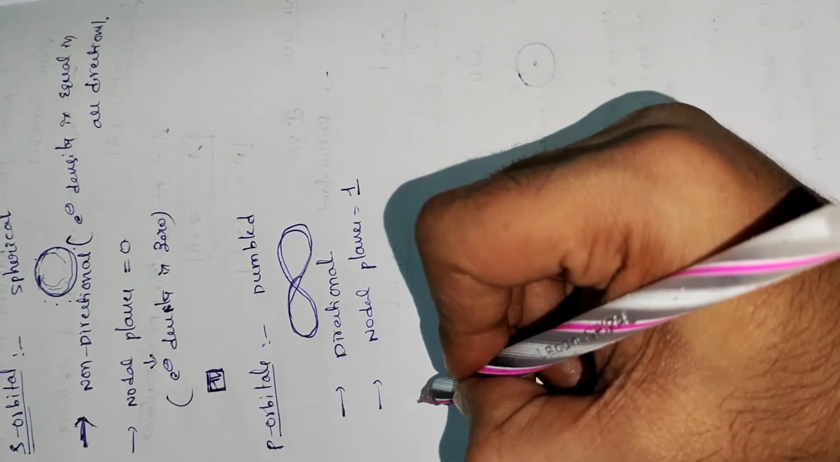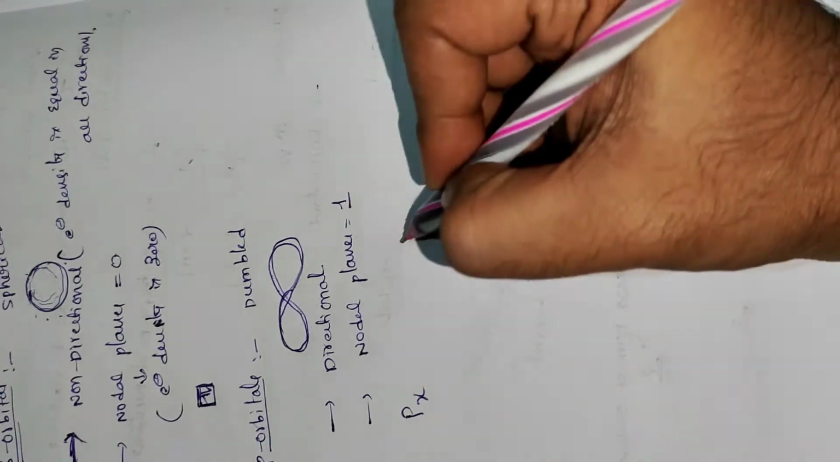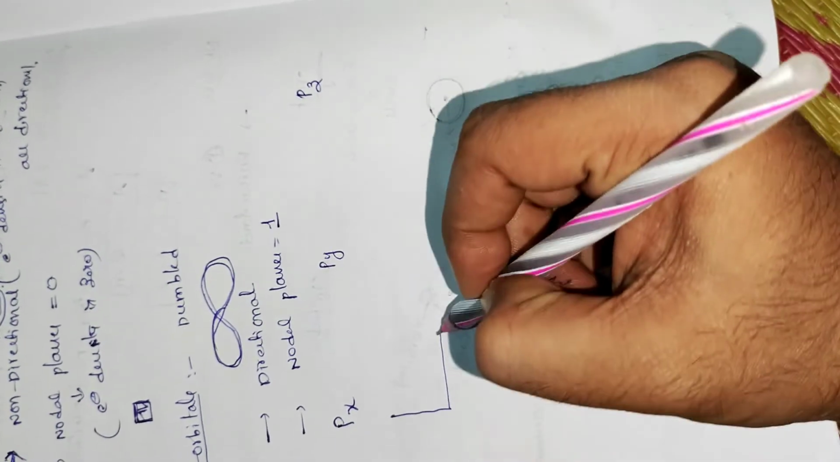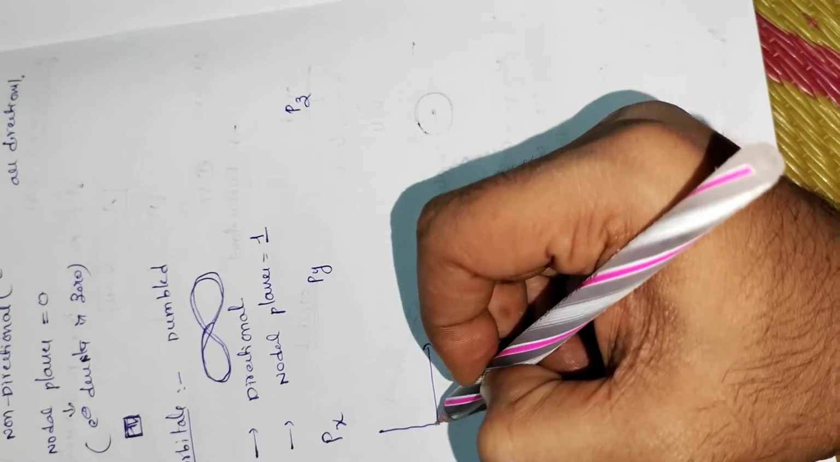The p subshell has 3 types. One is px, py and pz. The p subshell has 3 orbitals: the first is the px orbital, the second is the py orbital, and the third is pz.